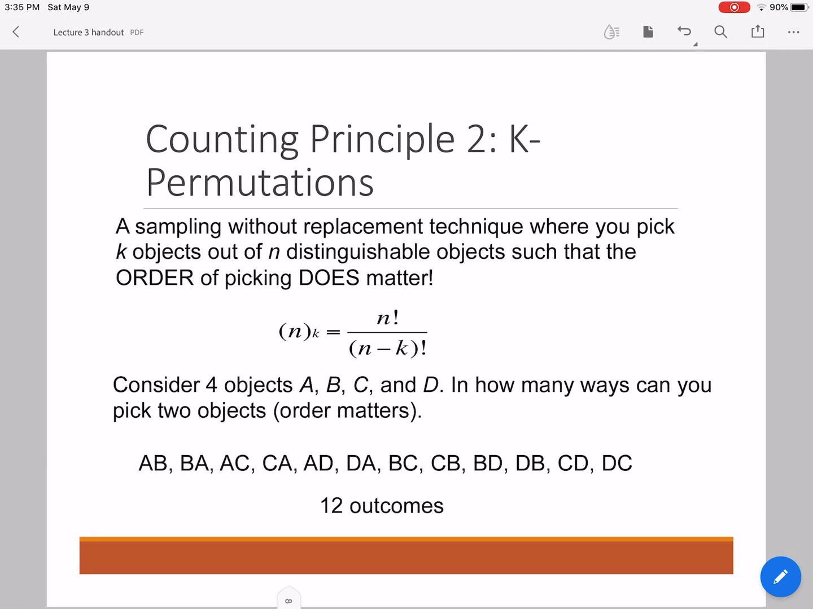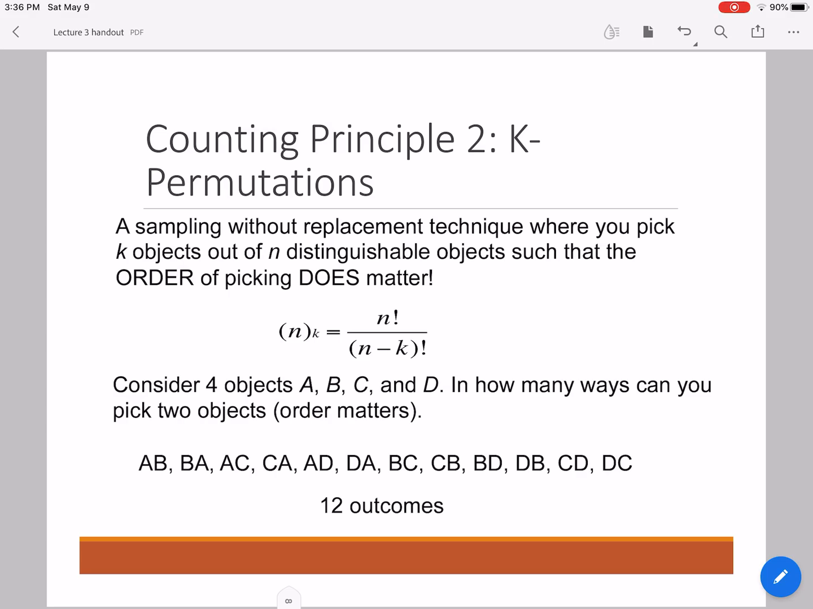Next comes counting principle number 2. Counting principle number 2 pertains to k permutations, a sampling without replacement technique where you pick out k objects out of n distinct objects without replacement, such that order does matter. So what you're doing here, essentially, you have a box.